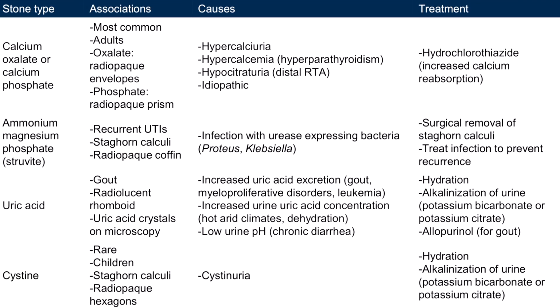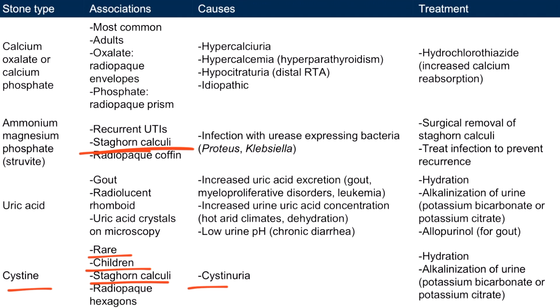Finally, let's discuss cystine stones. These are rare and normally seen in children. Now, cystine stones can also cause staghorn calculi, which is similar to the struvite stones we saw up here. And cystine stones are caused by cystinuria, which is a genetic defect resulting in decreased tubular reabsorption of cysteine.